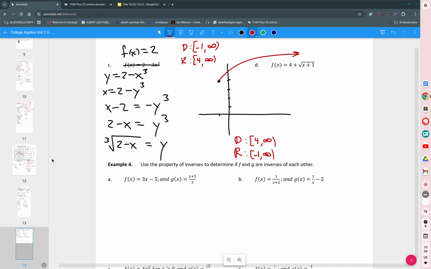Now let's actually find the inverse. I have y is equal to 4 plus the root of x plus 1. When you find the inverse, what do you have to do? You switch the y and the x, right? X is equal to 4 plus the root of y plus 1, excuse me. I want to solve for y. What do I have to move first? The 4. X minus 4 is equal to the root of y plus 1.